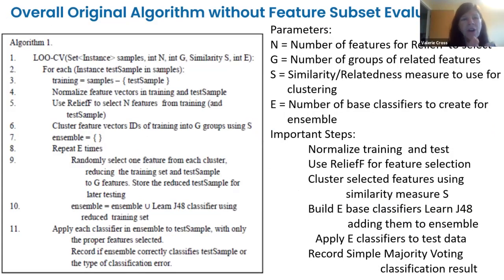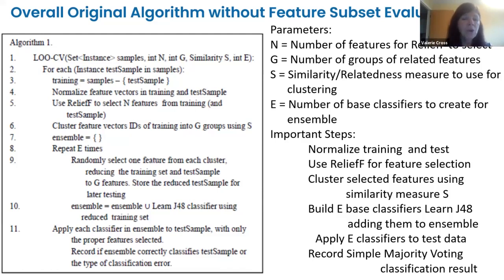Here is the overall original algorithm that we had. It used leave one out for developing the training set and the test data. And the parameters we had were: N is the number of Relief features that we selected, G was the number of groups that we created, S was the similarity measure, and E was the number of base classifiers. And we ranged these values for each of these, and I'll go into a little more detail.